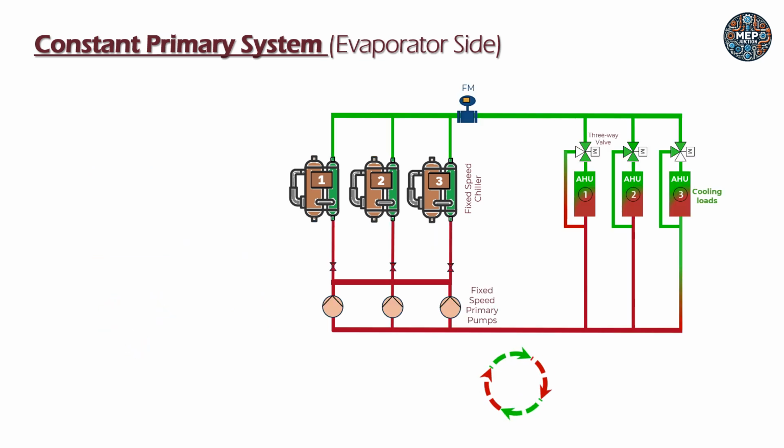In the evaporator side, water keeps circulating in a fixed volume through the chillers and AHU air handling units with the help of these primary chill water pumps. This circuit is called a closed loop circulation circuit, as there is no pressure break. As you can see, from the outlet of the pump, water is circulating through the chillers and through the AHUs and again coming back through the return line into the pumps.